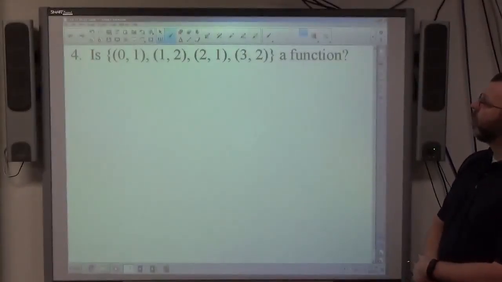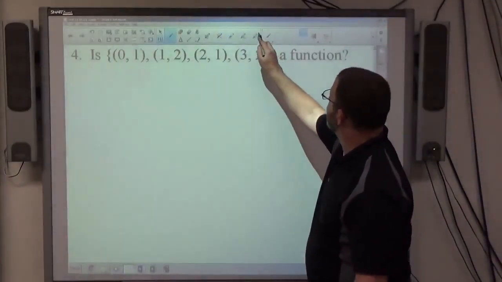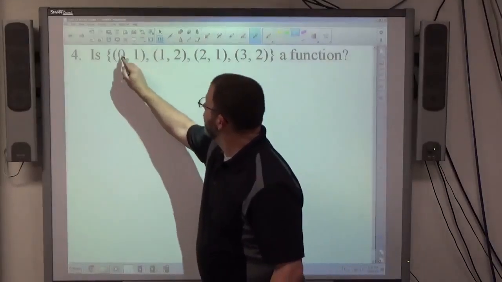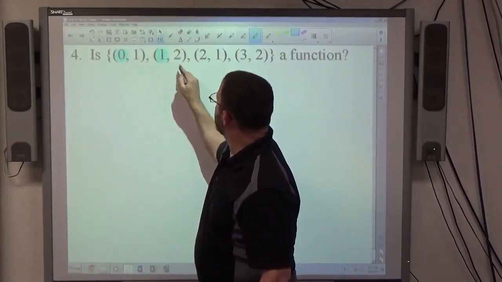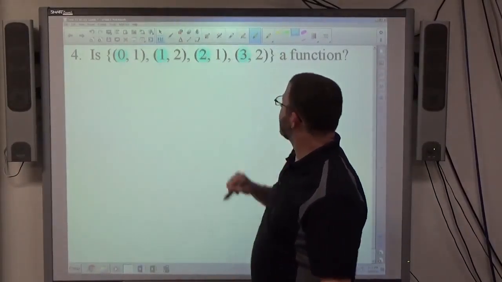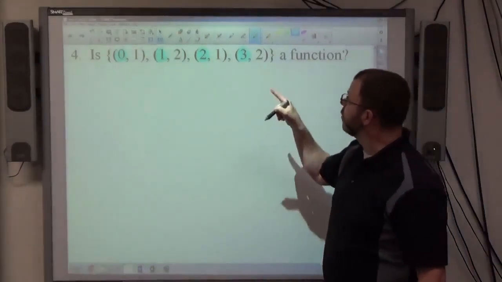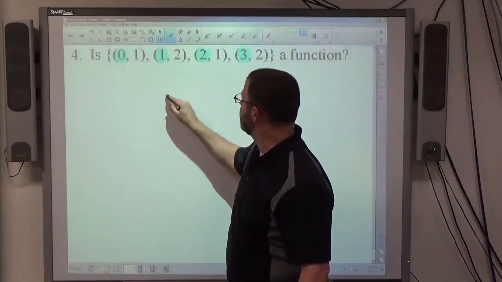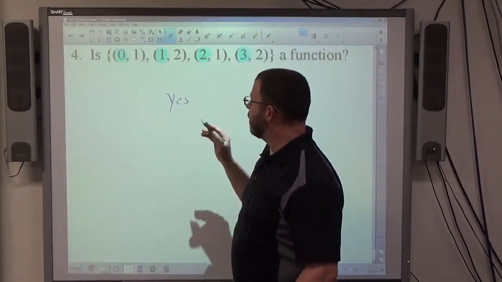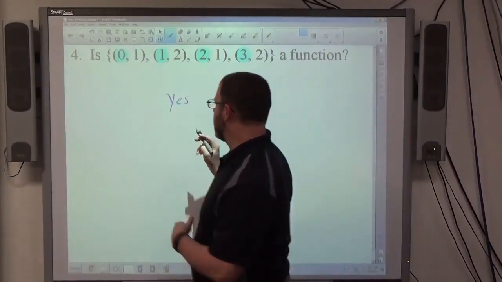Is (0, 1), (1, 2), (2, 1), (3, 2) a function? Yes or no? All we have to do with a set of ordered pairs is verify the first numbers are different. If they are, it's immediately a yes. So 0, 1, 2, and 3 are all different. The answer is yes.